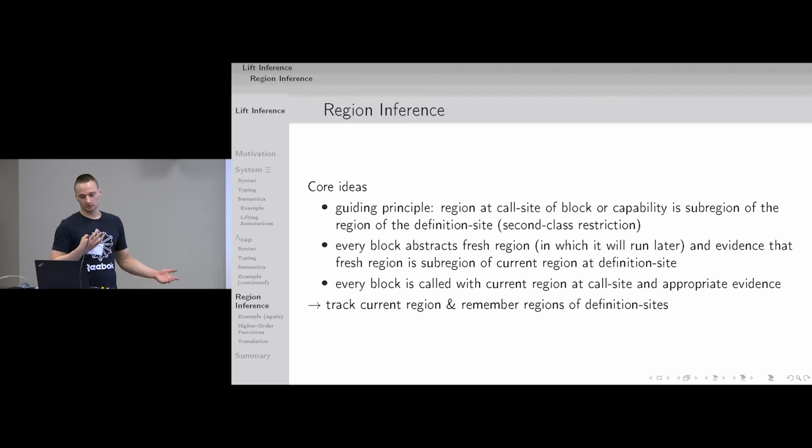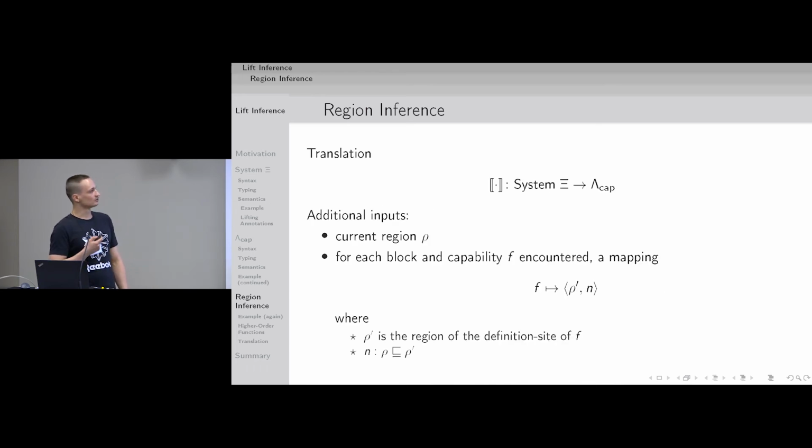So what we have to do is we have to track the current region, and we have to always remember the regions of the definition side of blocks and capabilities. Okay, so this means the translation from system side to lambda cap has some additional inputs, namely the current region, rho. And for every block or capability f we encountered when we recursively descend, we have a mapping consisting of the region rho prime, which is the region at the definition side of f. So when we define f, we remember the definition side, and we have subregion evidence that the current region is a subregion of this region rho prime.